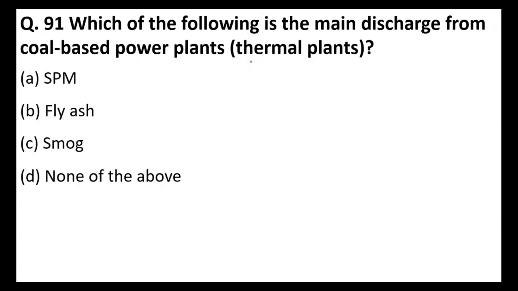Which of the following is the main discharge from coal based power plants? So options are suspended particulate matter, fly ash, smog, or none of the above. Main discharge from coal based power plants. What is it? The right answer here is fly ash. SPM means suspended particulate matter.